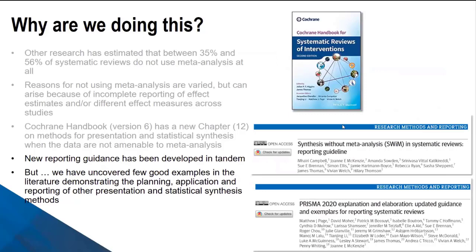So we've got new conduct guidance, which is available in the handbook. In tandem with that, new reporting guidance for considering other synthesis methods was developed. That was the SWIM guideline, which was published in the BMJ, I think, around 2020. But also the PRISMA statement has been updated, and in quite a lot more detail, tries to get authors to specify the methodology that they're using in their reviews.